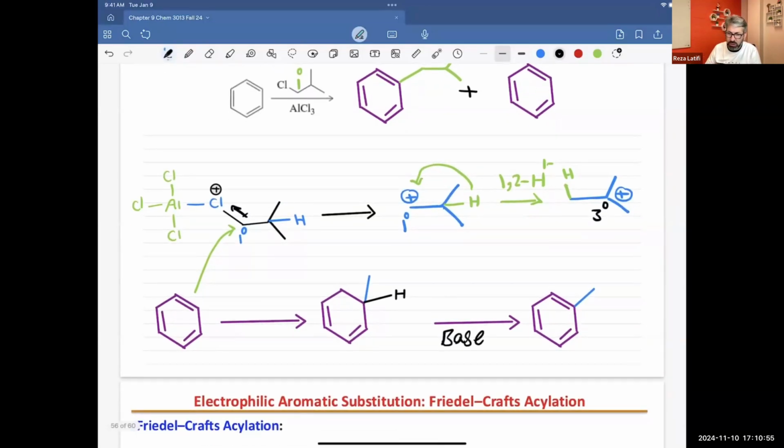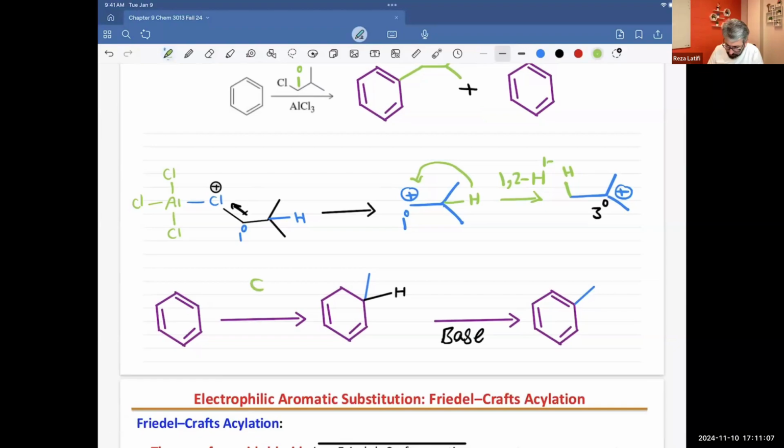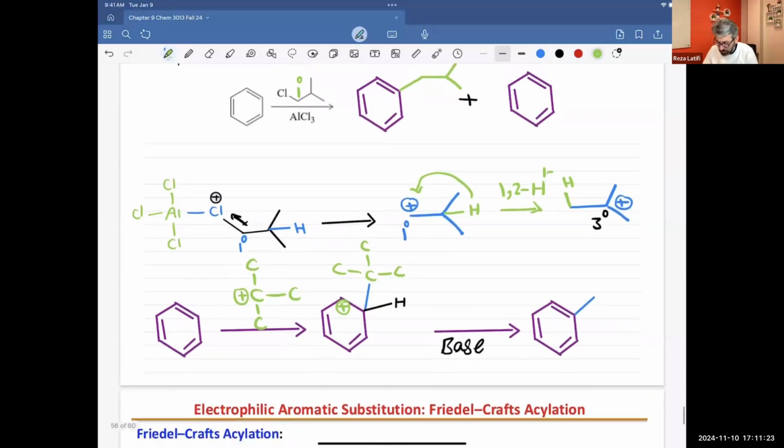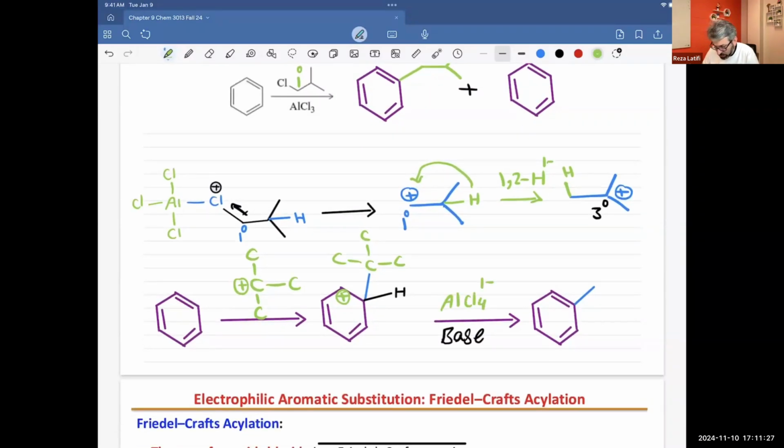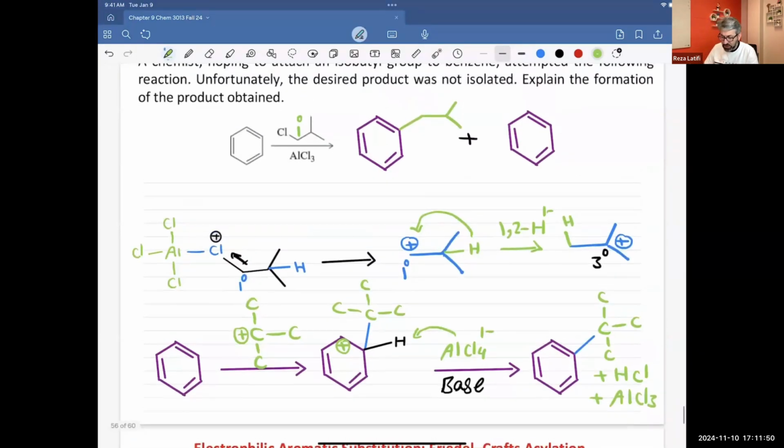So if that happens, then I might get this. Instead of attacking with the primary carbon, this time we will have a tertiary carbocation. And similar to the previous step, we get again a positive charge here. And then we need to have a base, and our base will be aluminum tetrachloride. This one will go after hydrogen. It will take hydrogen from the ring, take it out as H+, and it will restore the benzene ring. So we will get a tertiary butyl here, plus HCl, plus aluminum chloride. Okay, so what's going to be the second product?